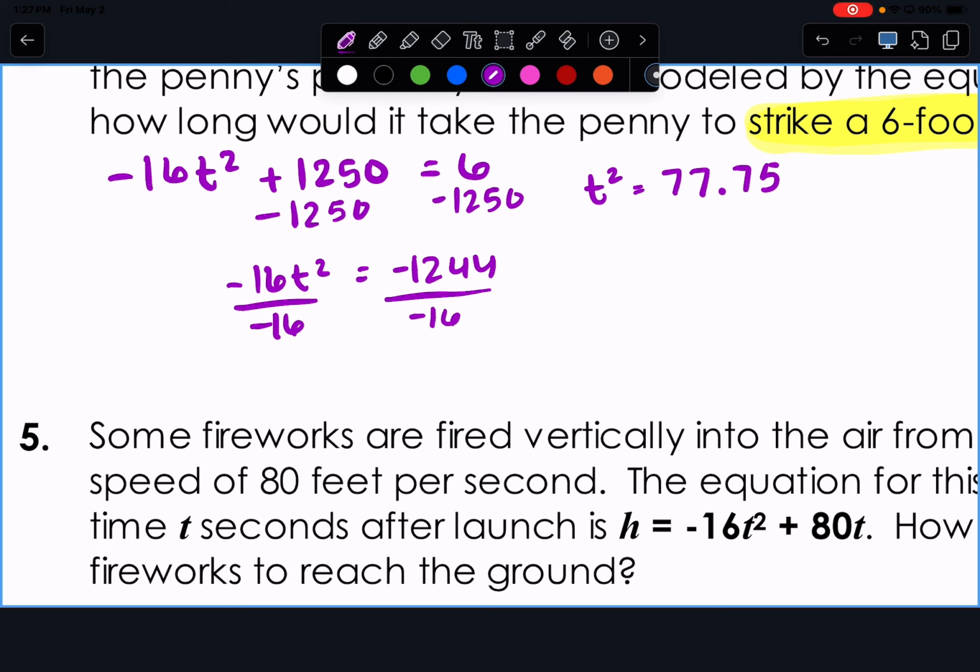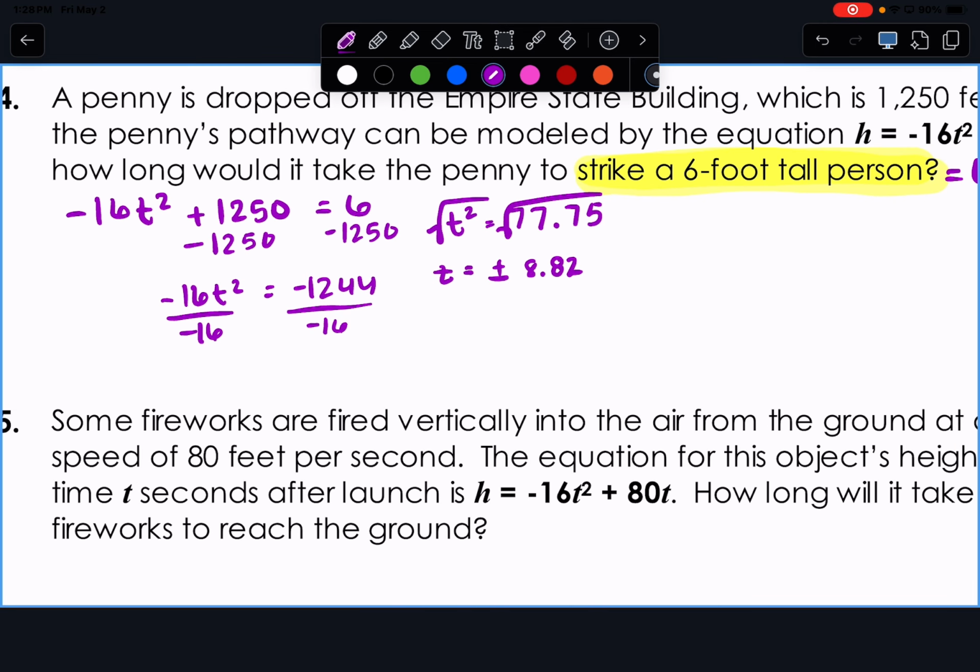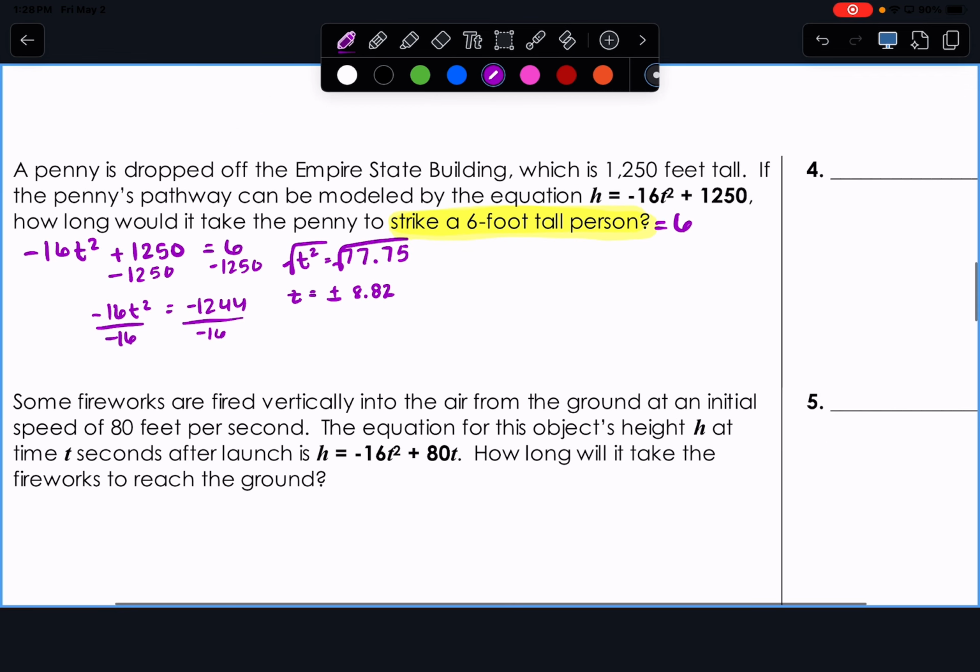Do we square that? How do I undo a square? Square root it. So we get t is equal to what? We have positive and negative 8.82. Now, for this question, would I use the positive or the negative answer? Positive.